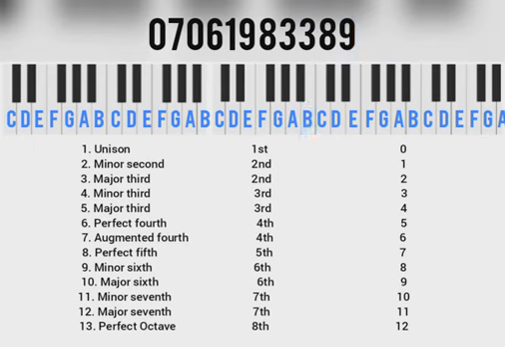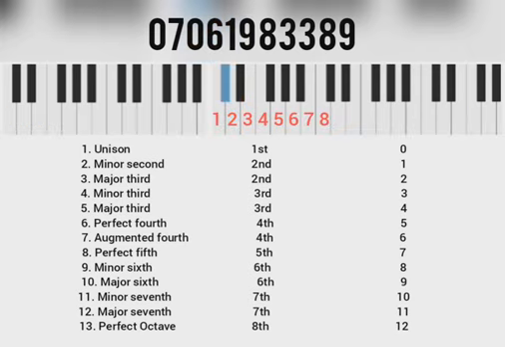These are the basic names. But how about the black keys? Like I said, the black keys derive their names from the white. So this is unison, this is major 2nd. If this is a major 2nd, this will be a minor 2nd. If this is a major 3rd, this will be a minor 3rd.